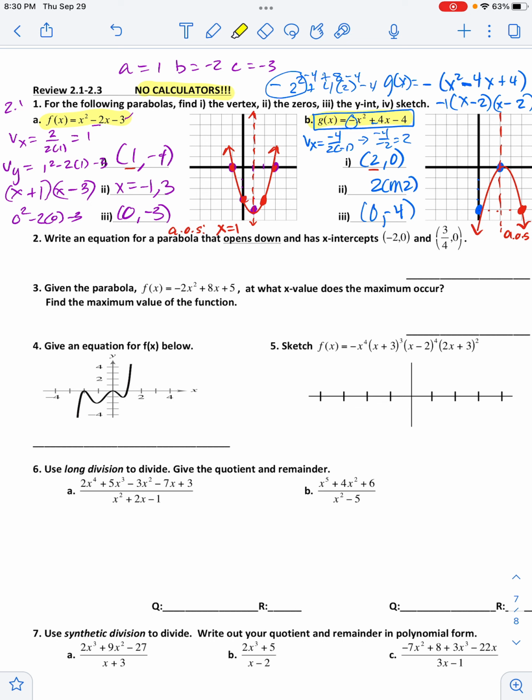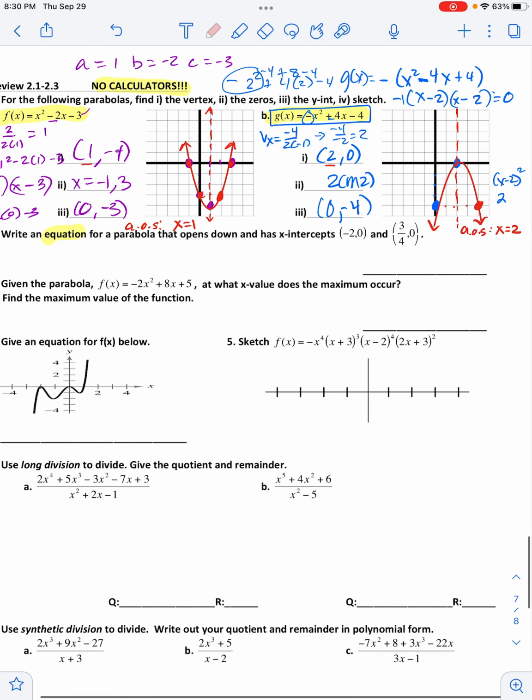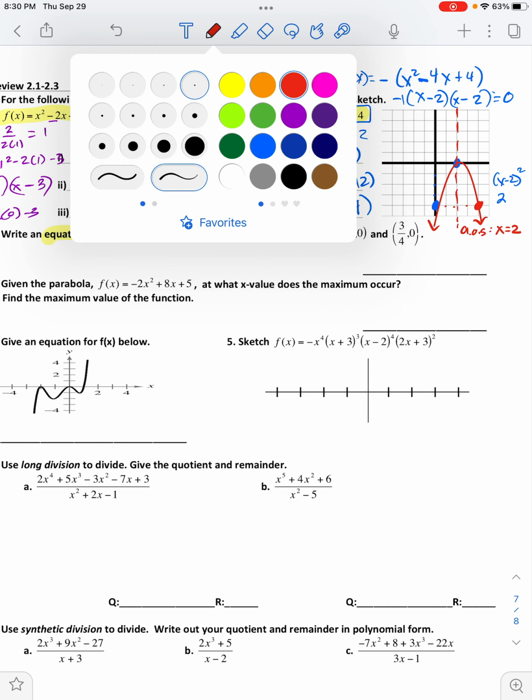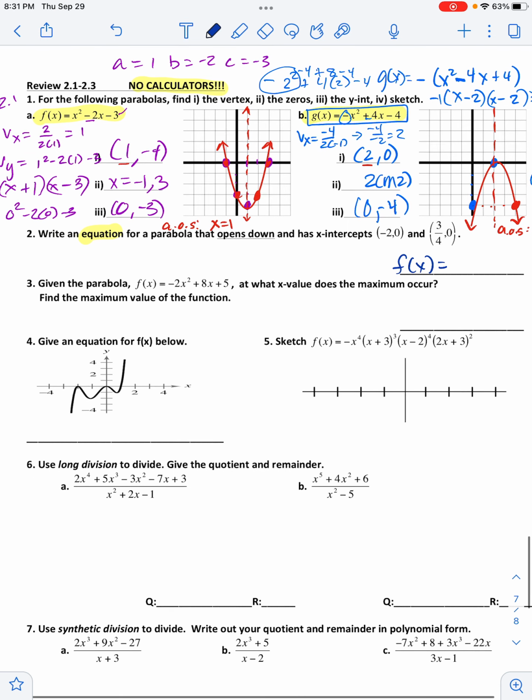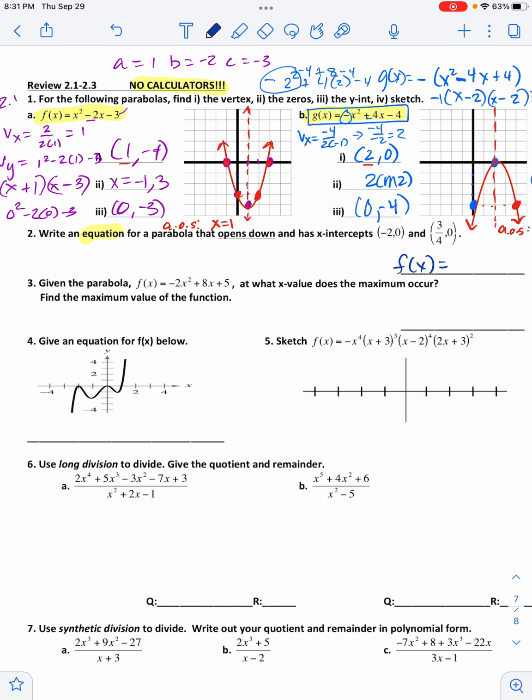Okay, so equation. A very important thing in an equation is an equal sign. So when you're asked for an equation, you're writing f of x equals, and then you're going to write your quadratic. It's a parabola, so you should be using an x squared. Opens down. Okay, so you know that you're going to need a negative a. Has x-intercepts, so these are my zeros of -2 and 3/4.